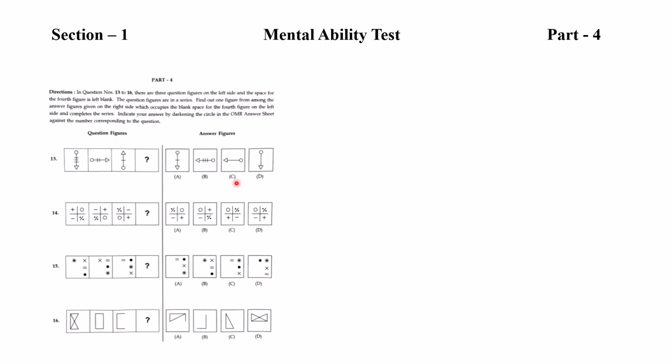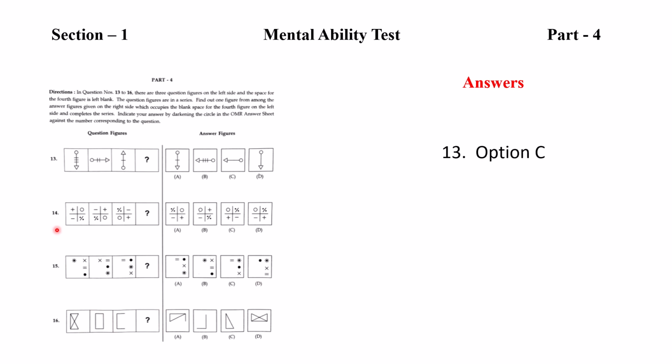And out of B and C, we can see that each time this arrow is rotated, there is a line missing from that arrow. Therefore, when it is rotated finally, this one line would be missing. Therefore, option C would be the right answer for question number 13.